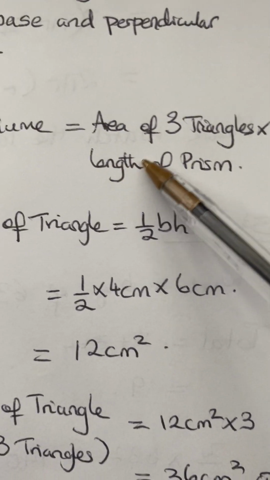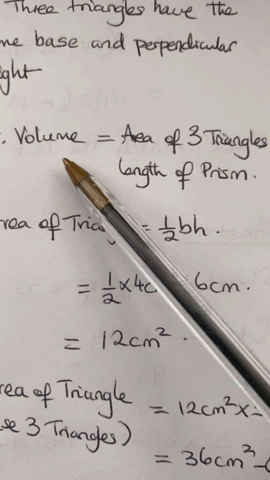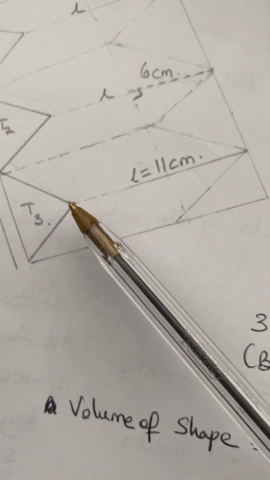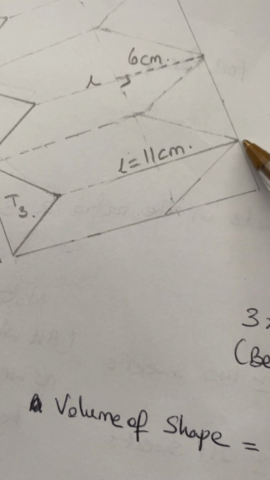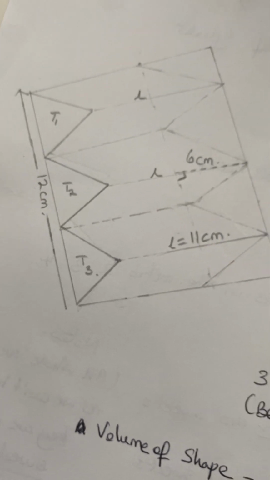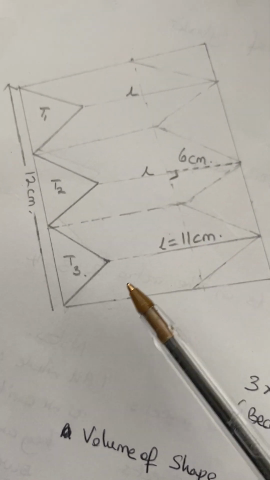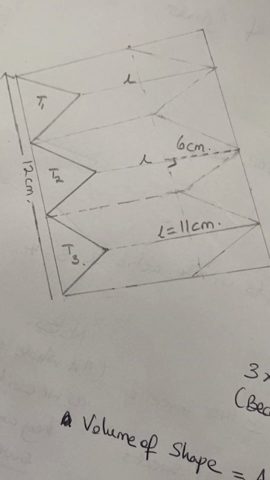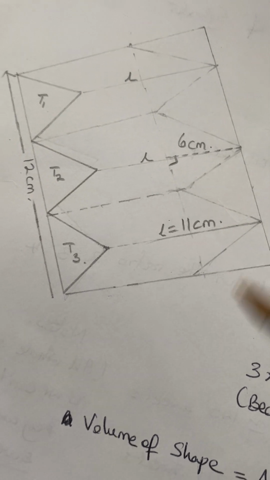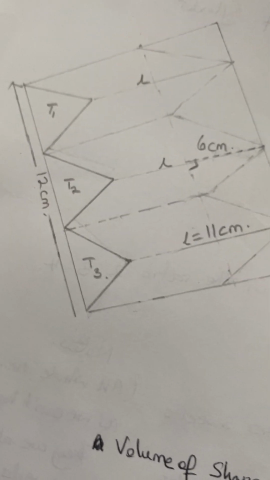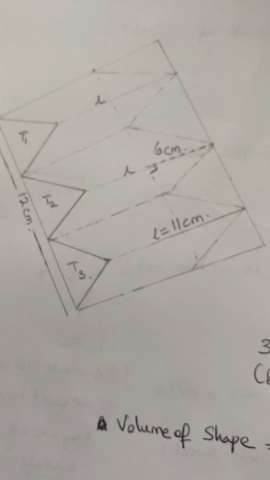So the volume is the area of the 3 triangles times the length of the prism. If you look at it, the length of the prism from the top here to there is 11 centimeters. All your units are in centimeters, so your volume will be in centimeter cube. Even though it's a complex shape, to emphasize, you know everything to answer this question here.